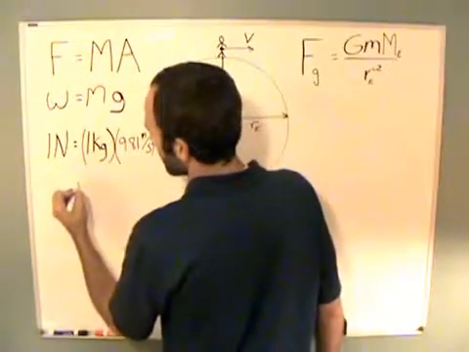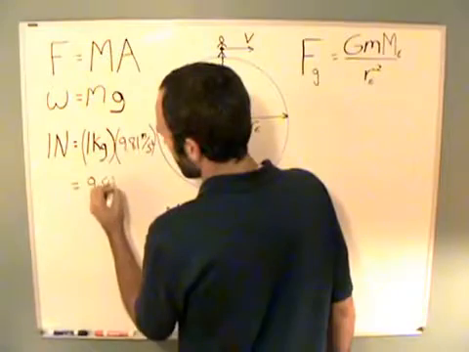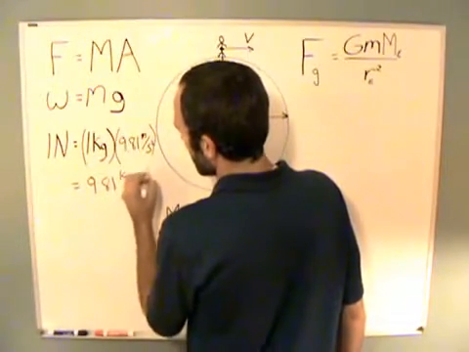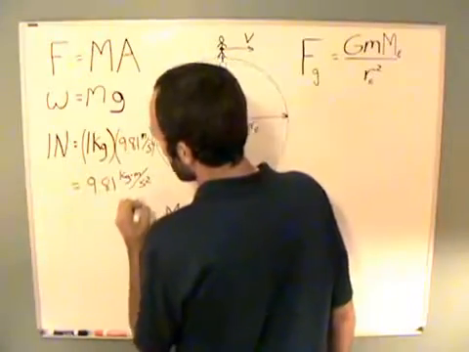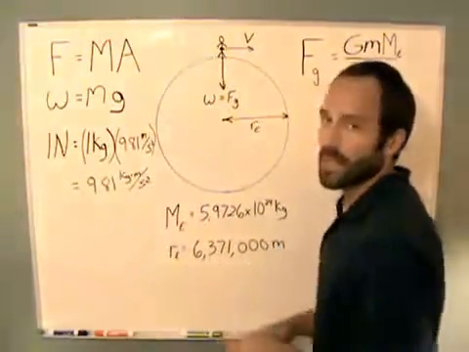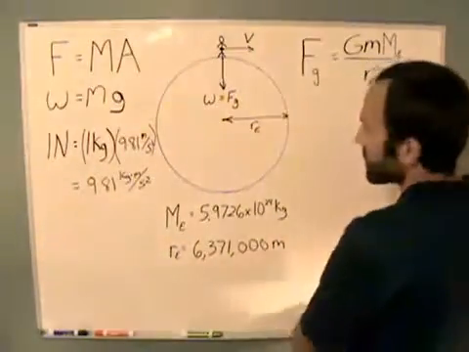So 1 newton is equal to 9.81 kilograms times meters per second squared. Okay, remember that. A newton is really equal to units of kilograms times meters per second squared. Okay.